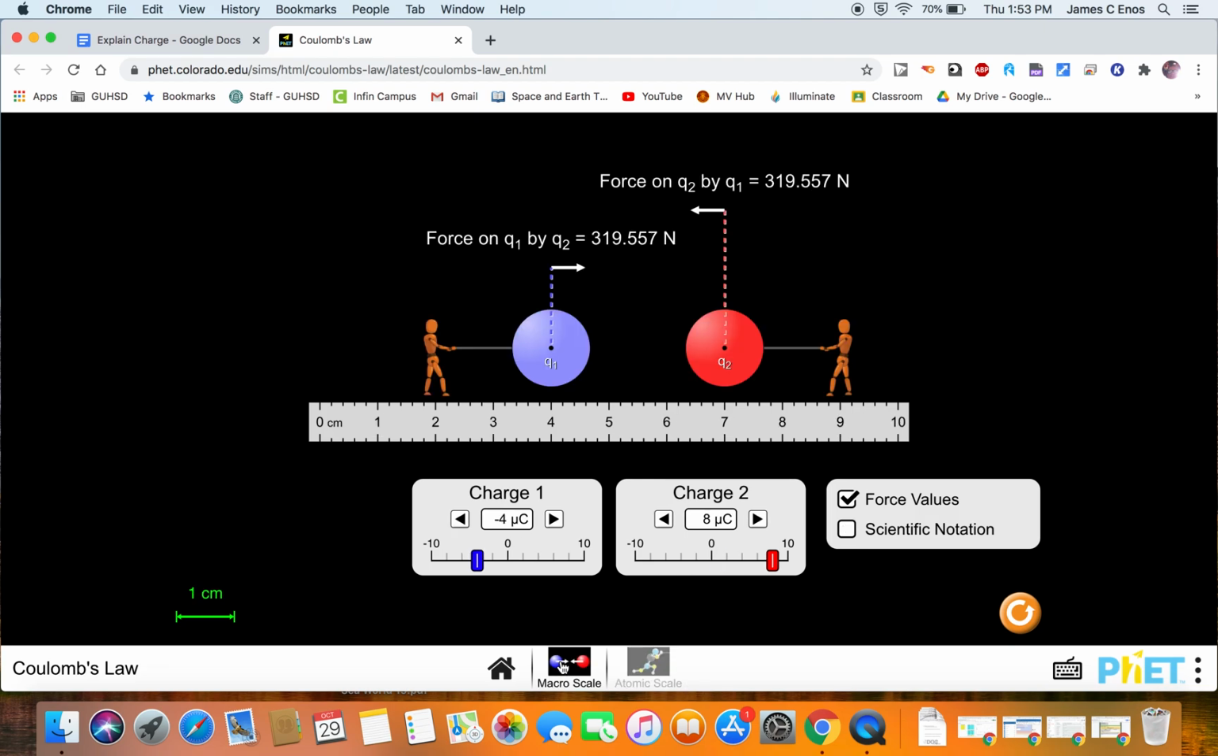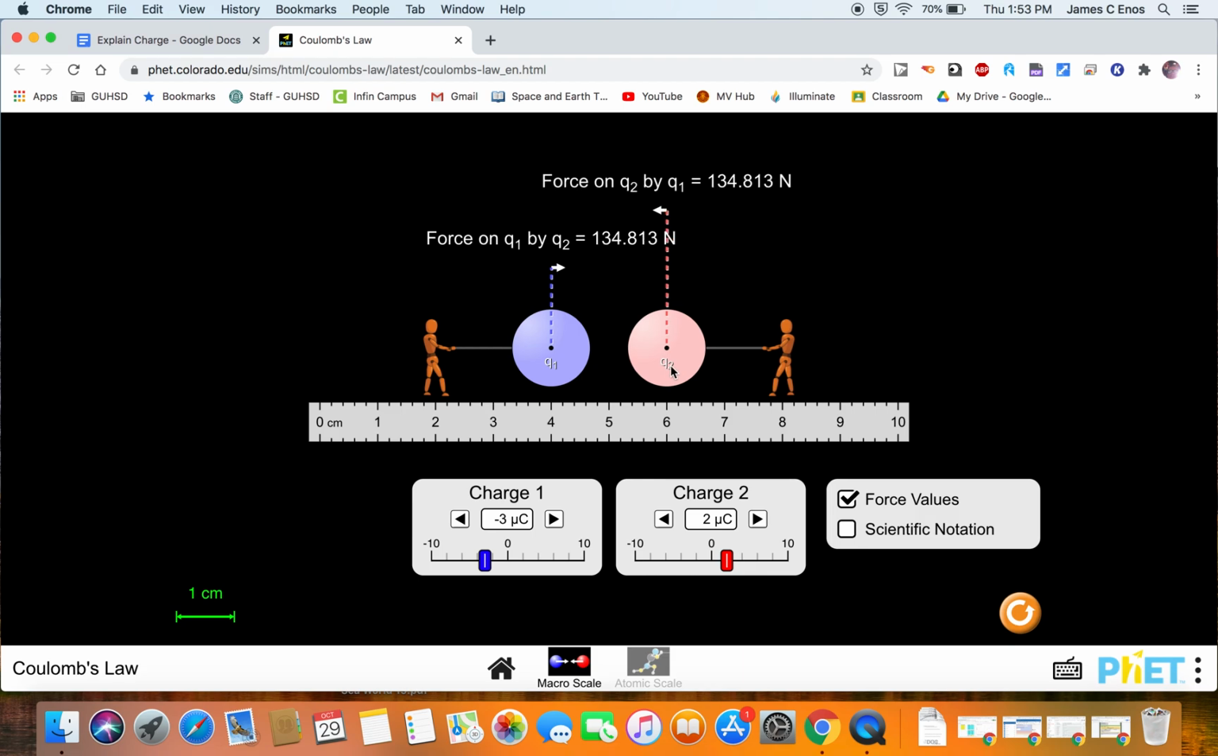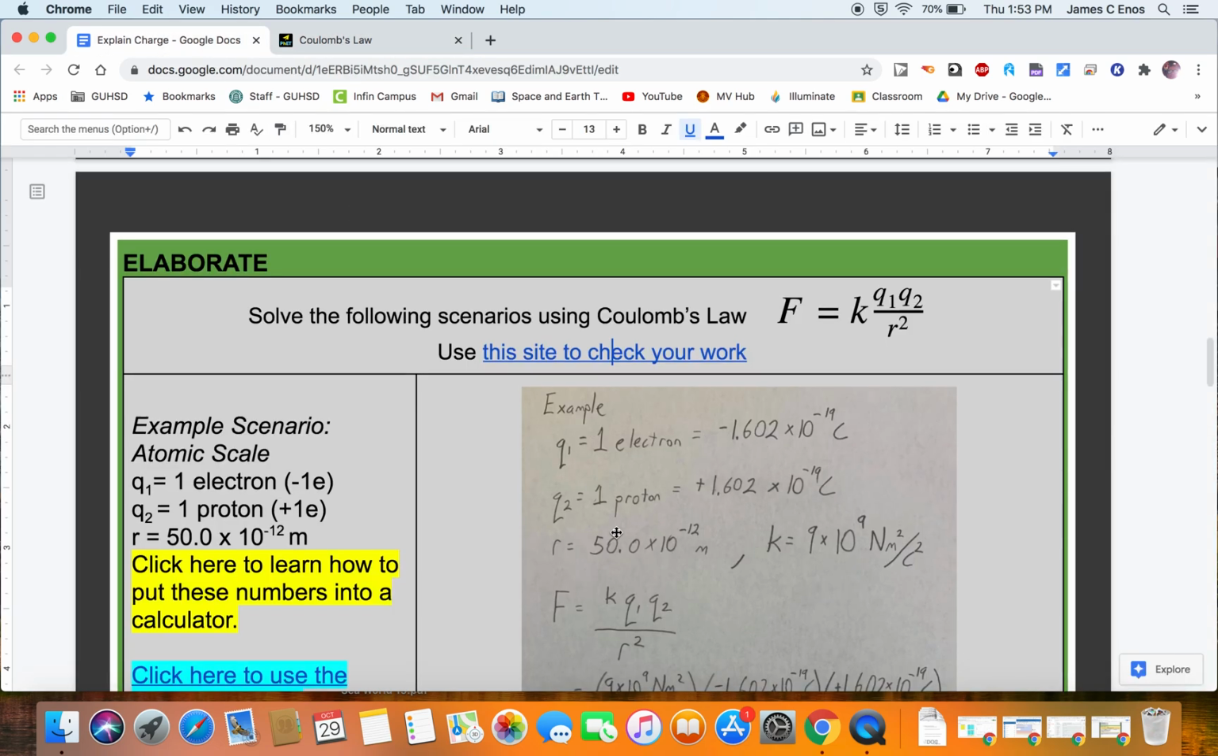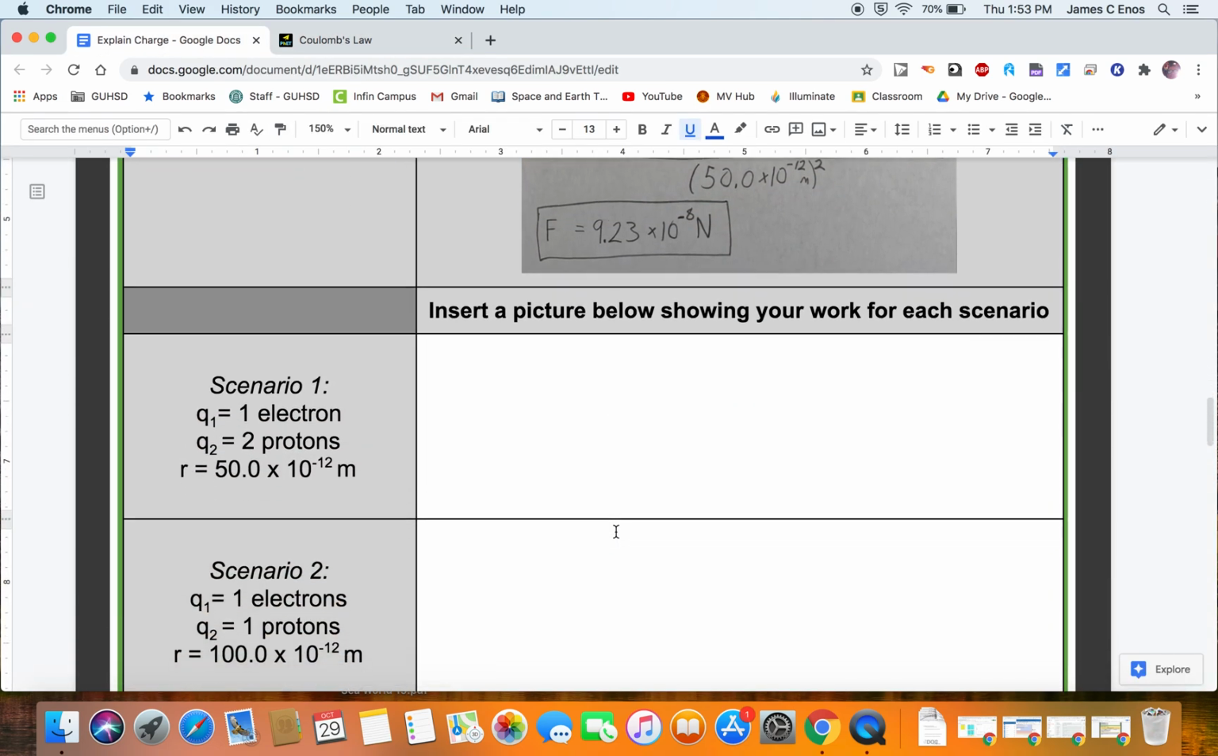We can go from the atomic scale to the macro scale, where we can change those values, negative 3 and positive 2, separating them by a distance of 2 centimeters, and we get this 134.8 newtons, which is about 135. So check your work on this using that site, as well as doing the work by hand.